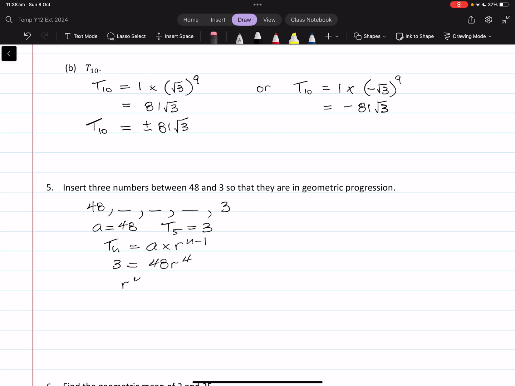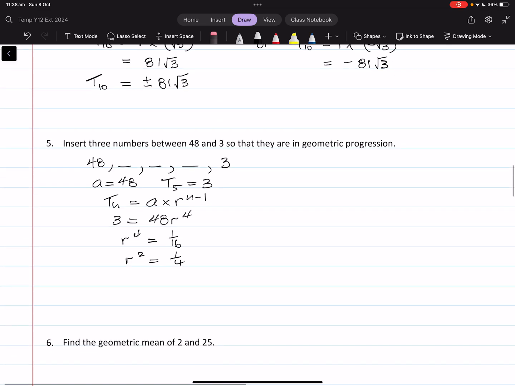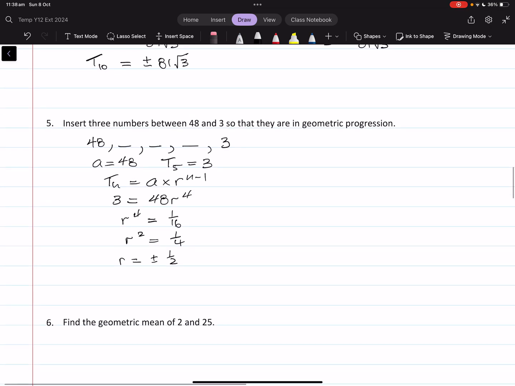So r to the 4, divide both sides by 48. R to the 4 is 1/16. Now, once again, that tells us that r squared would be a quarter. So r is equal to plus or minus a half. We don't know whether or not r is positive or negative. Both of them give you a geometric progression. We'll actually see it here because the question says to insert 3 numbers.